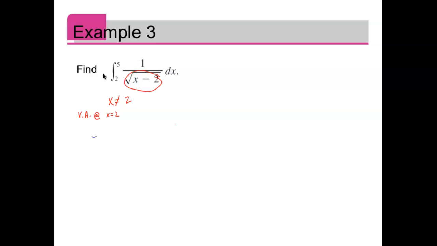So we want to replace that with a variable. Okay, so I'm going to rewrite this as the integral from a to 5, the limit as a approaches 2 from the right. Okay, this is our right-hand limit, so we can only approach it from the right. And then I'll do 1 over root x minus 2 dx.